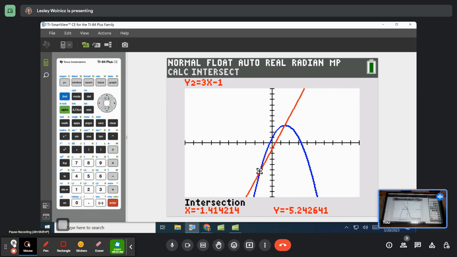So you should get -1.414, -5.243. So we're going to do 3 decimal places, and we're going to round using rounding rules. So for 414, I stay on the 4 because the 2 is little. On 242, I'm going to round up to 243 because the 6 is big.